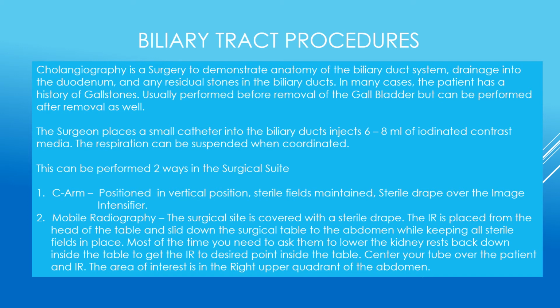The IR is placed from the head of the table and slid down the surgical table into the abdomen. While keeping all sterile fields in place, most of the time you need to ask them to lower the kidney rest back down inside the table to get the IR to the desired point on the table. Center your tube over the patient and IR. The area of interest is the right upper quadrant of the abdomen.